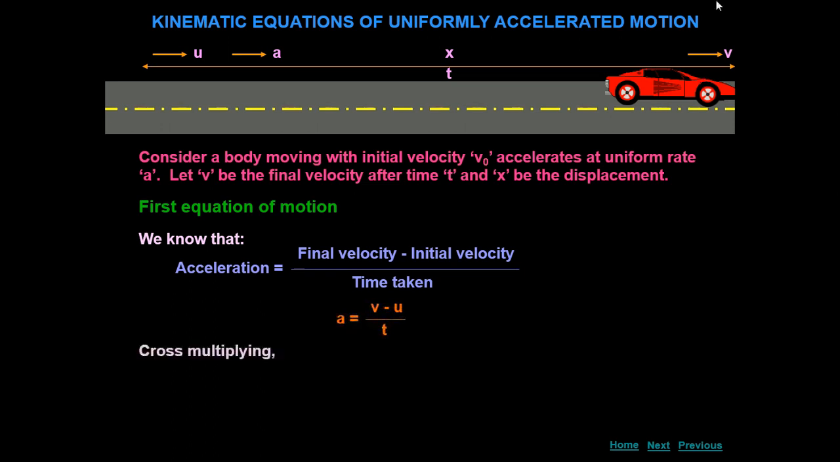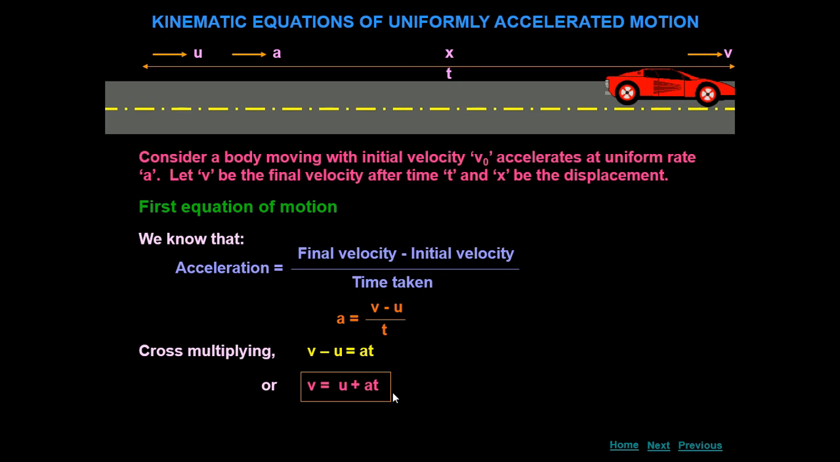If we cross multiply, then this t will go here. We are getting the equation v minus u is equal to at, or you can write v is equal to u plus at. This is our first kinematical equation. So we have seen the first kinematical equation, v is equal to u plus at, where v is the final velocity, u is the initial velocity, a is the acceleration, and t is the time.